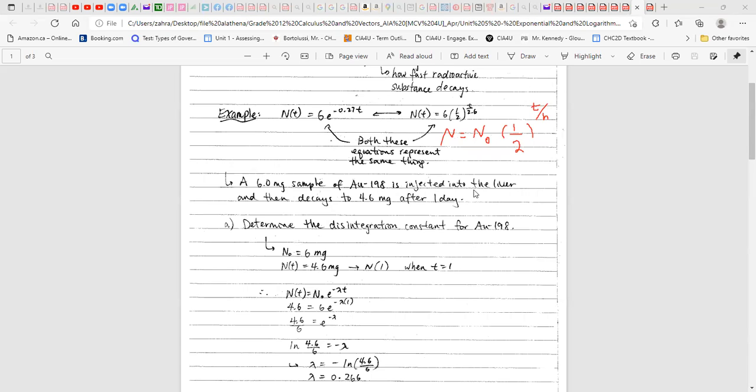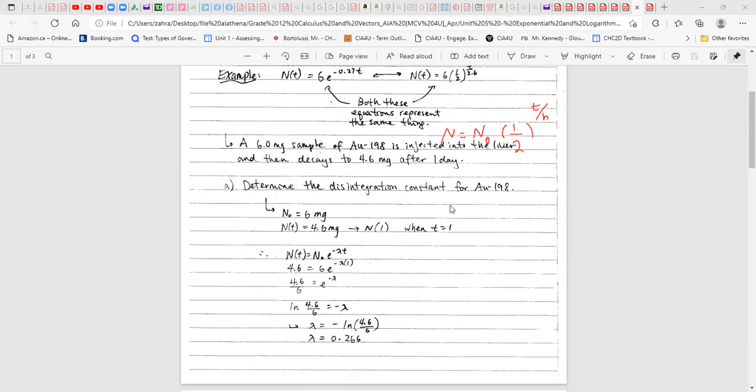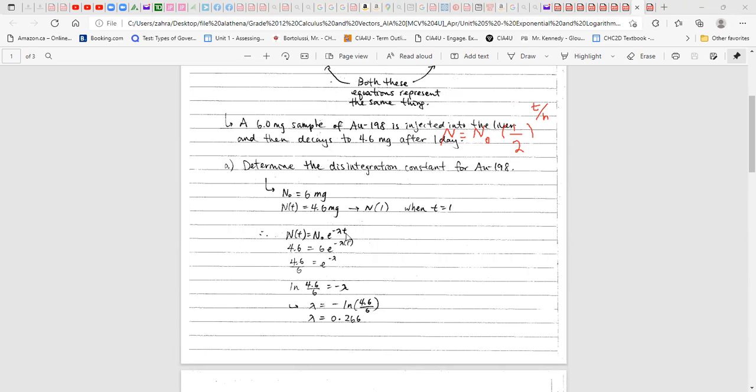A 6 milligram sample of Au-198 is injected into the liver, then decays to 4.6 after 1 day. So if I want to go with the exponential model with the base e, this is the general equation that I have. N is 4.6 after time t, which is 1 day. The t is 1, and initially it is 6 milligram. I need to rearrange for the exponent. I divide both sides by 6, and you put the ln in front of both sides.